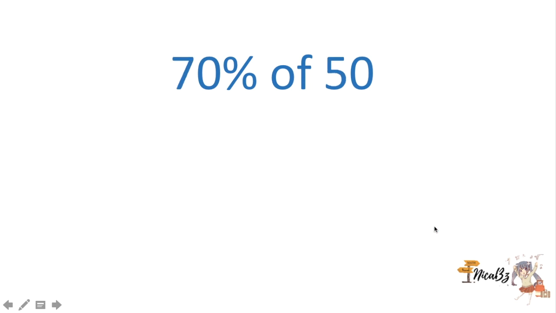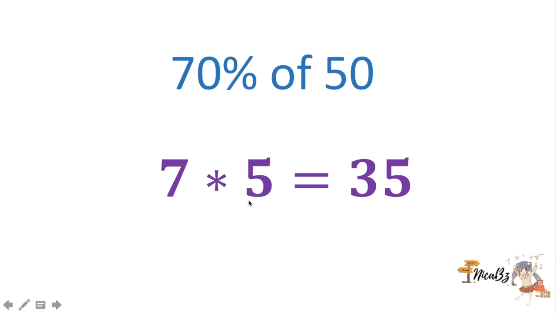Now let's try another example. 70% of 50. Again, we only multiply the non-zero digits. So that's 7 times 5. And the answer is 35. Now what if it's a big number?